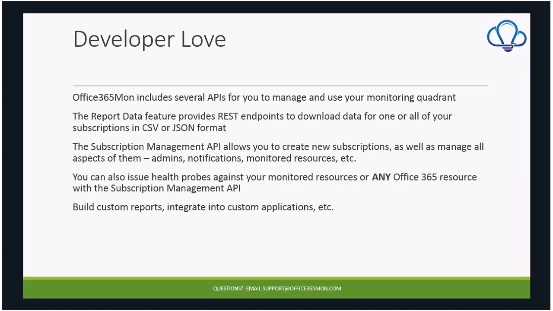Okay. So the developer love, really the point here is that we have several APIs for you to manage and use with your monitoring quadrant. The report data feature has a set of REST endpoints, so you can download data for one or for all of your subscriptions. You can download it in CSV or in JSON format. The subscription management API lets you create new subscriptions programmatically, as well as manage all aspects of them. So who your admins are, where you send notifications, what resources you're monitoring. You can do all of that through our subscription management API.